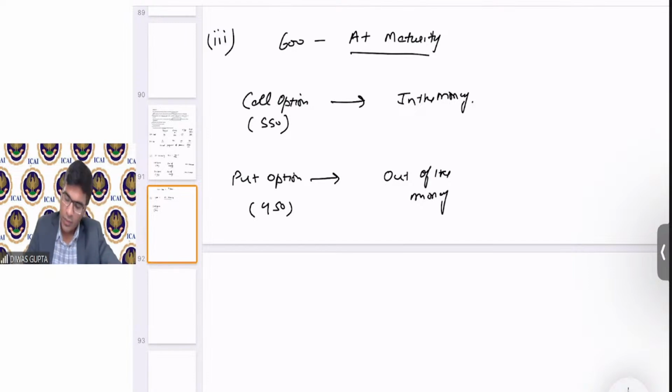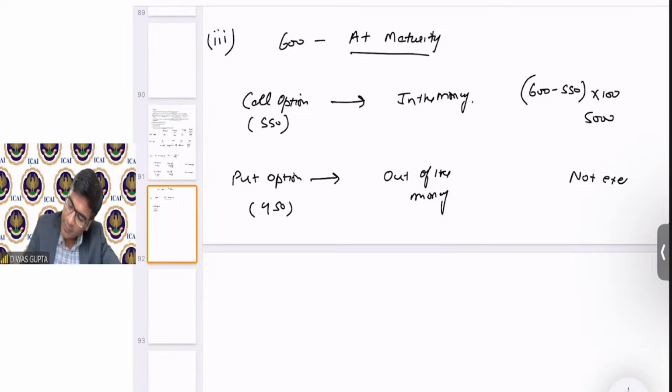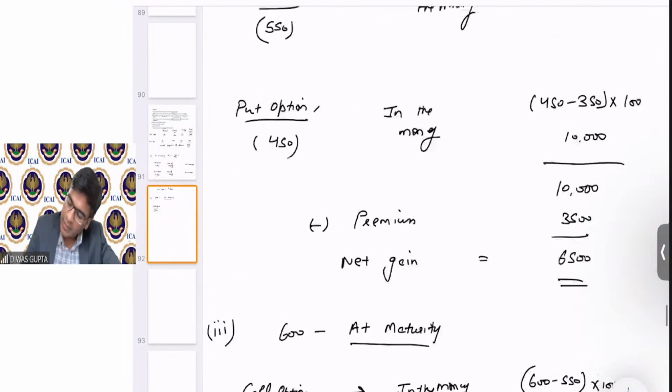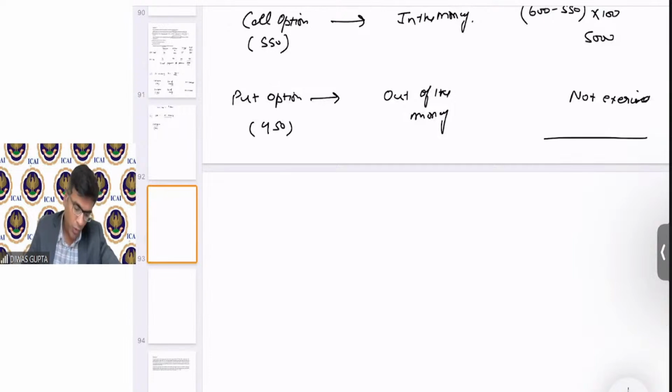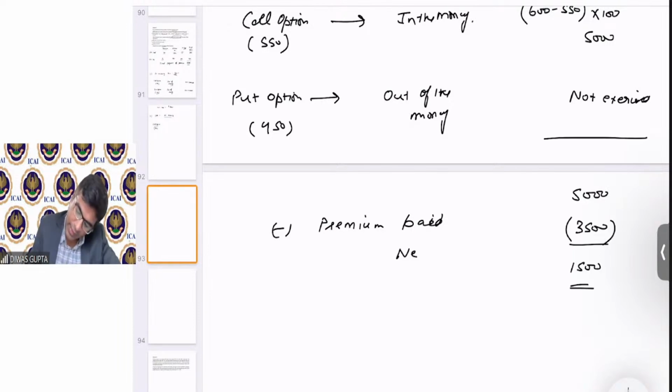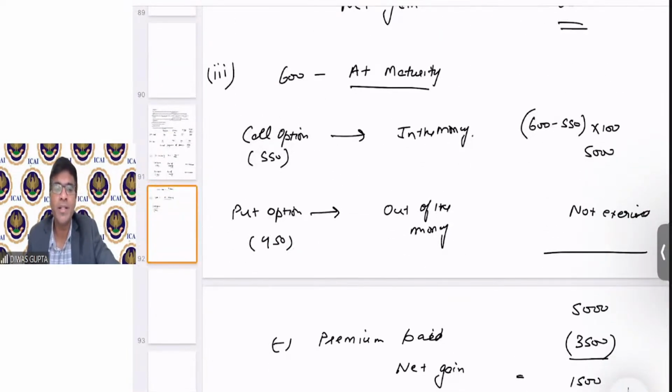Okay. So this becomes how much? The gain here becomes how much? 600 minus 550 into 100, which is 5,000 rupees. And here not exercised, which is nil. Correct? Ultimately, the total inflow will be how much? 5,000 minus premium paid. Premium paid is how much? 3,500. So the net amount of gain will be 1,500. So net gain is equal to 1,500. Okay, students, I hope this is clear.